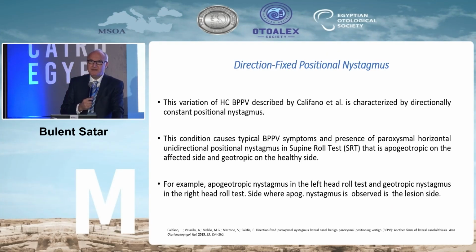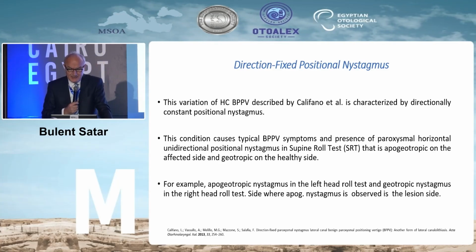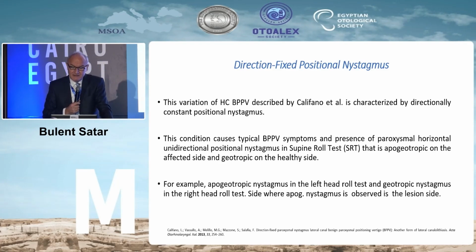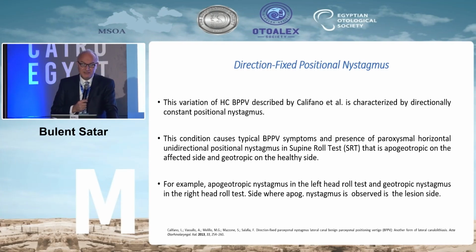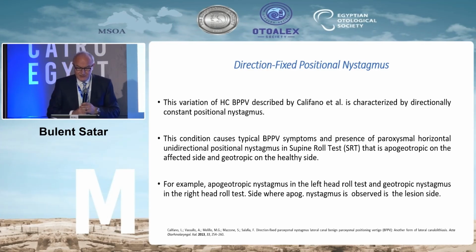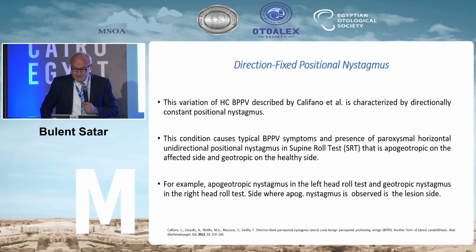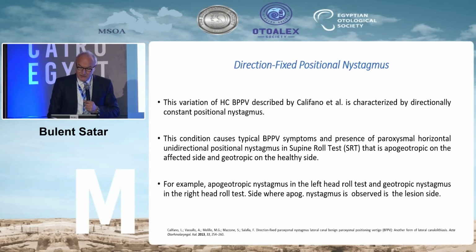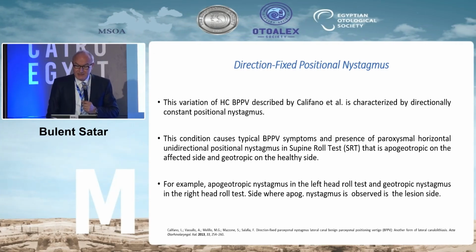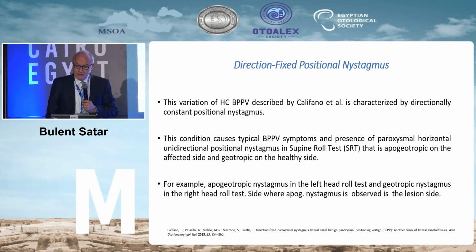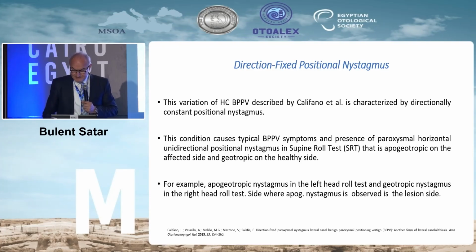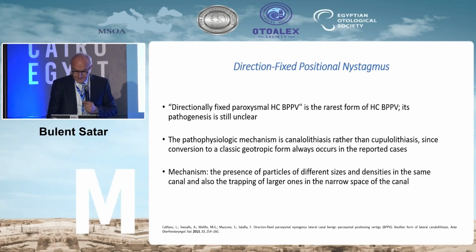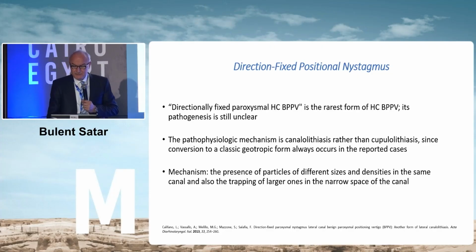Among the atypical nystagmus, direction-fixed positional nystagmus is described by Califano et al. It is characterized by directionally constant positional nystagmus. This condition causes typical BPPV symptoms and the presence of paroxysmal horizontal unidirectional positional nystagmus in the supine roll test that is apogeotropic on the affected side and geotropic on the healthy side. It is the rarest form of horizontal canal BPPV.